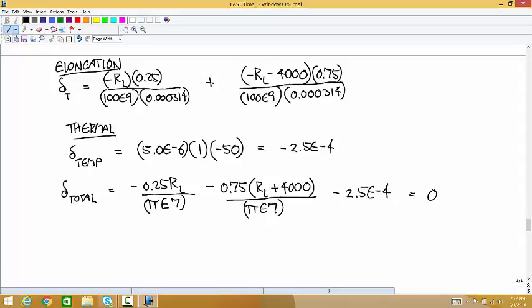And if you do some fiddling around, you get negative RL minus 3,000 is equal to positive 7853.98. So far, what did we have? A system of 2 equations and 4 variables, I think. So this would be equation 3.